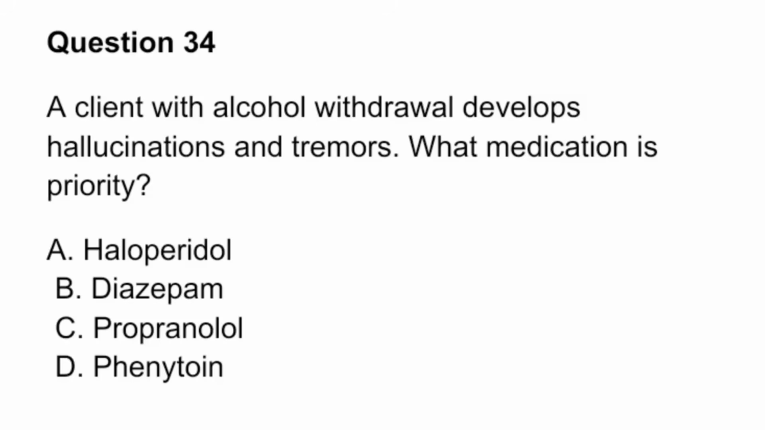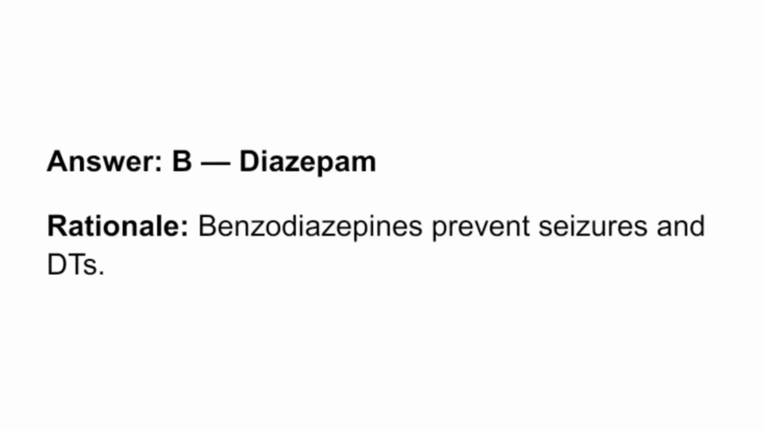Question 34. A client with alcohol withdrawal develops hallucinations and tremors. What medication is priority? A. Haloperidol. B. Diazepam. C. Propranolol. D. Phenytoin. Answer: B. Diazepam. Rationale: benzodiazepines prevent seizures and DTs.